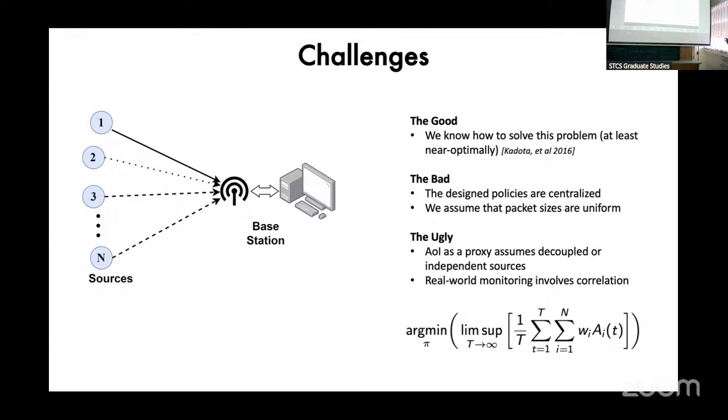This becomes very tricky because how do you define correlation? How do you measure correlation? All becomes very tricky. So we will give some partial answers to this. This is, I think, a more general and harder problem to solve. The first two are slightly easier to solve, which is how to design distributed policies and how to take care of non-uniform packet sizes. We can still do it through the usual Lyapunov tricks and techniques.